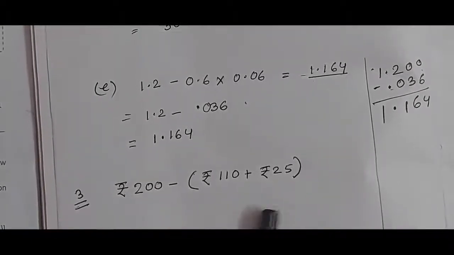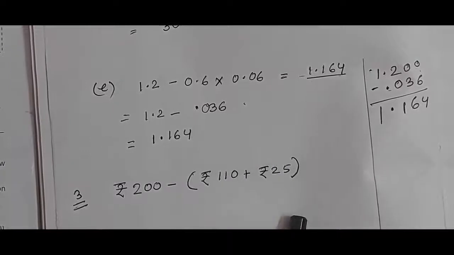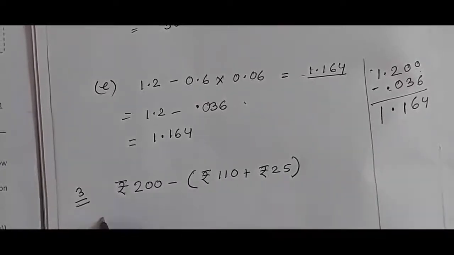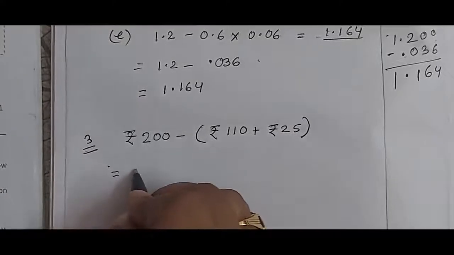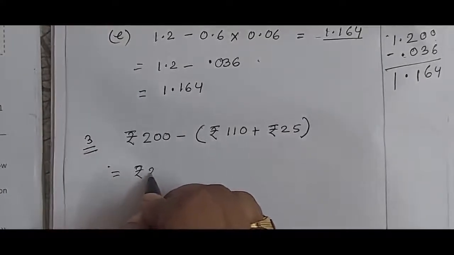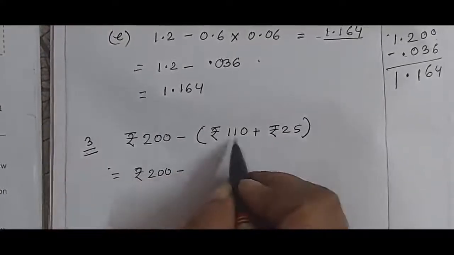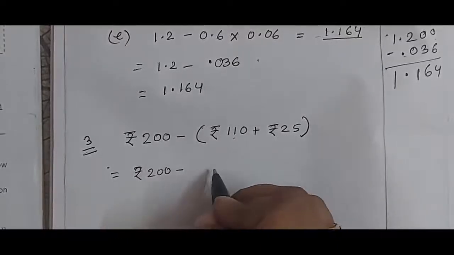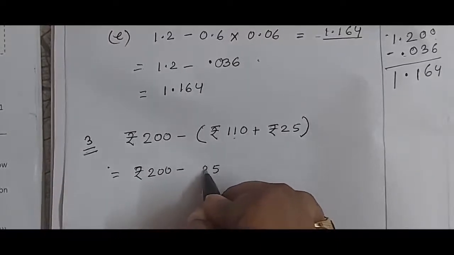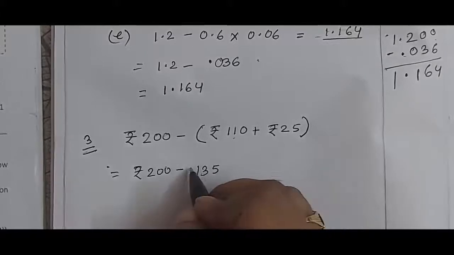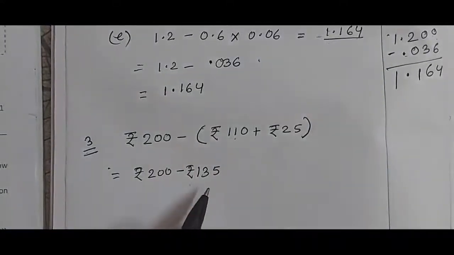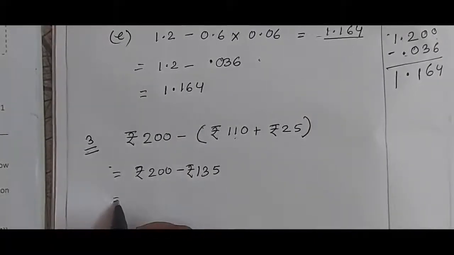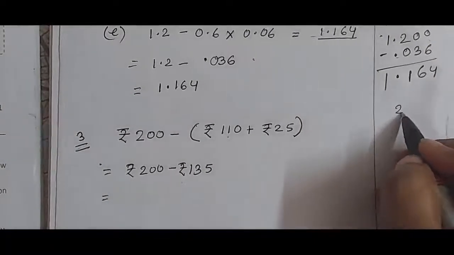Now you can solve it. How much money was left with him? So this is equal to, how are we going to write? Rupees 200 minus, 110 plus 25 is what? 135. So rupees 200 minus rupees 135. Okay, do the subtraction in the rough column.